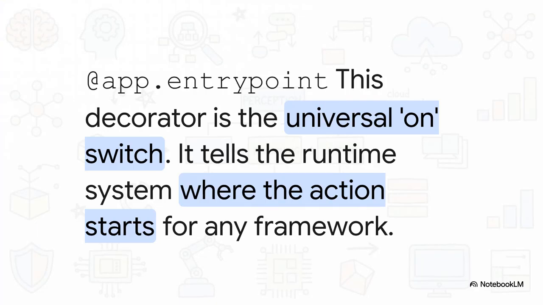And this right here, this is the final magical piece of the puzzle. In Python, this is called a decorator. It's just a way to wrap one function with another. But this specific one, @app.entrypoint, it acts like a universal on switch. It doesn't matter how you built your agent, with Strands, LangGraph, any of them, you just place this one line right above your main function. It's a signal. It tells the Bedrock runtime system, hey, I don't care what's inside. This is where the action starts. It's the shared front door for every single framework.